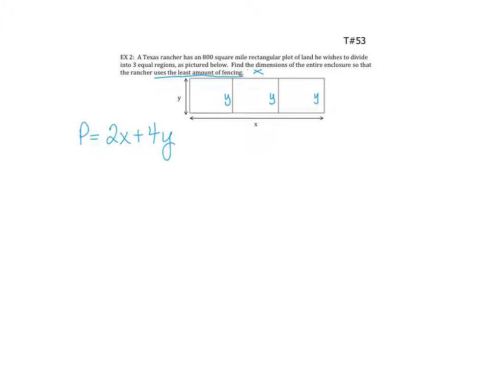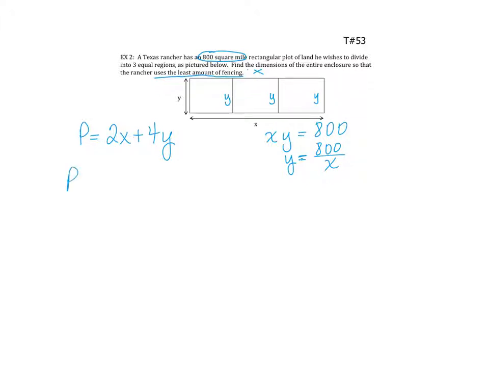Now what's my parameter? What's my condition? He has an 800 square mile rectangular plot. That means that x times y is equal to 800. Now again, I have to solve for one of those. Like I said, most times if you have x times y, it's easy to solve for each. Nine times out of 10, people solve for y just because they're used to that. So I'll go ahead and do it.